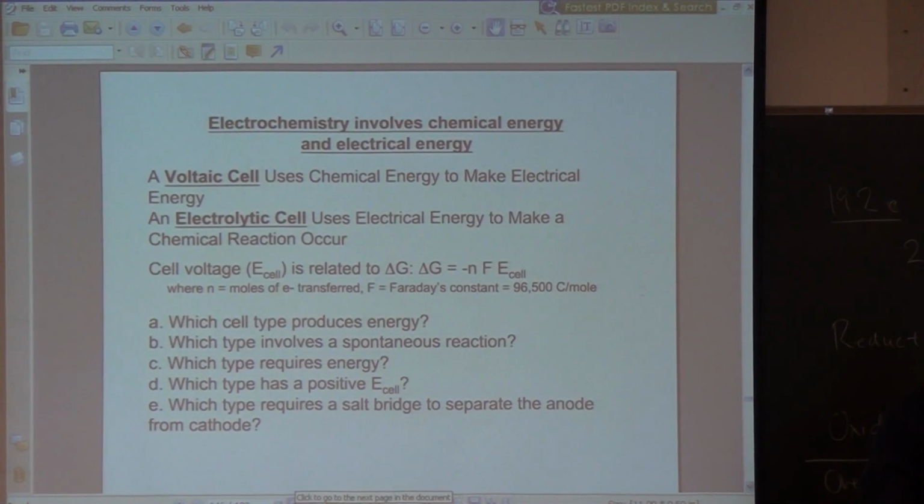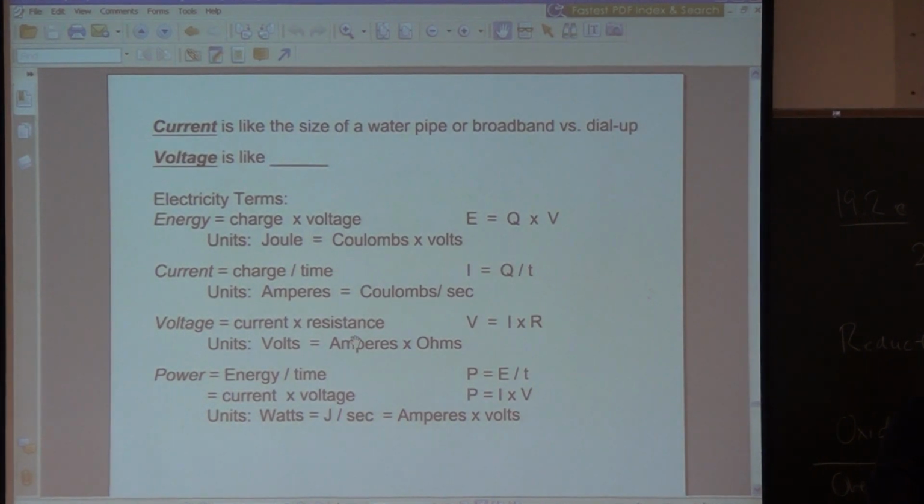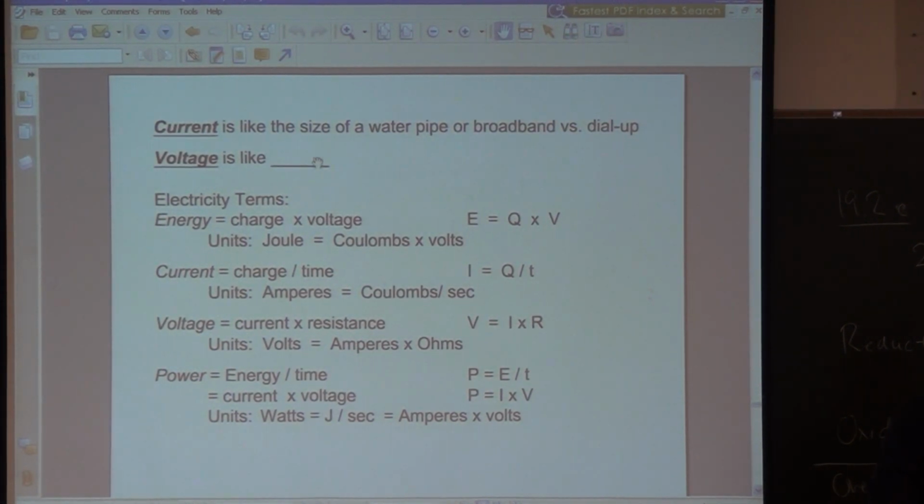Okay, so we talked about this last on Tuesday. We also talked, did anyone come up with an analogy for voltage? Electric field has displacement. Pardon? Jeff? The electric field has displacement. No, we're looking for an analogy. Current is like the size of a water pipe, or broadband versus dial-up, whereas voltage is like pressure difference, like a pressure drop from one end of your water pipe to the other. There's a lot of pressure in the water pipes in your house just to get that water pumped. Okay, we looked at this last time.